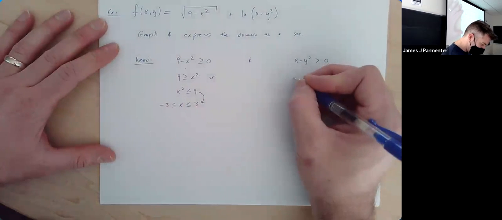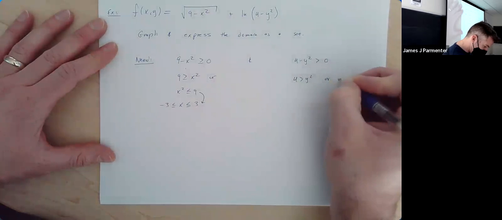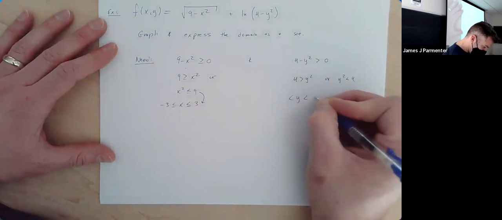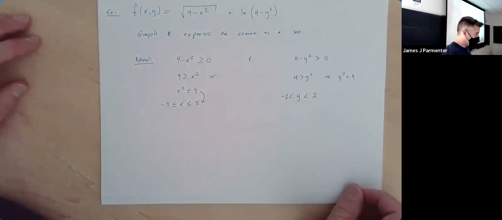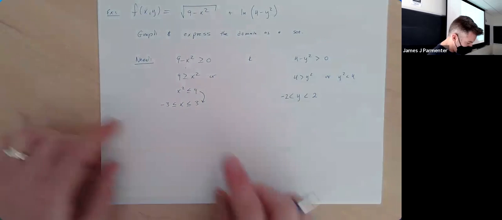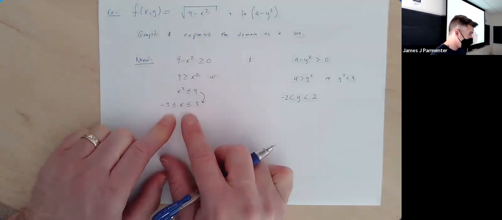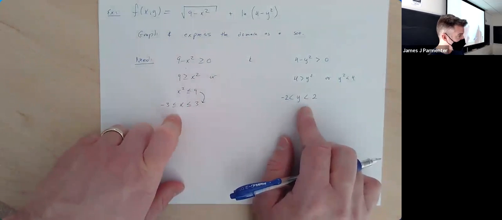Similarly, we're going to get 4 bigger than y squared, or y squared less than 4, which means y is going to be between 2 and negative 2. Okay, so for the x's, we're going to include the boundaries because we want x to be able to equal 3. For the y's, we're going to exclude the boundaries because we don't want y to equal 2.